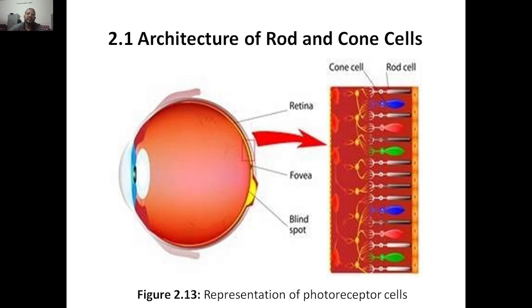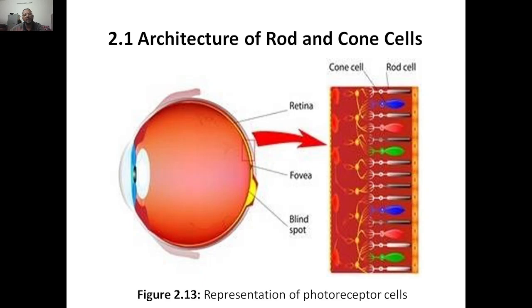So rod and cone cells, as the name itself indicates, rod cells look like a rod, that's why the name is rod cells, whereas cone cells look like a cone, that's why their name is cone cells. Imagine this is the representation of photoreceptors. What do we mean by photoreceptors? Photoreceptors are the receptors or components which receive the light.